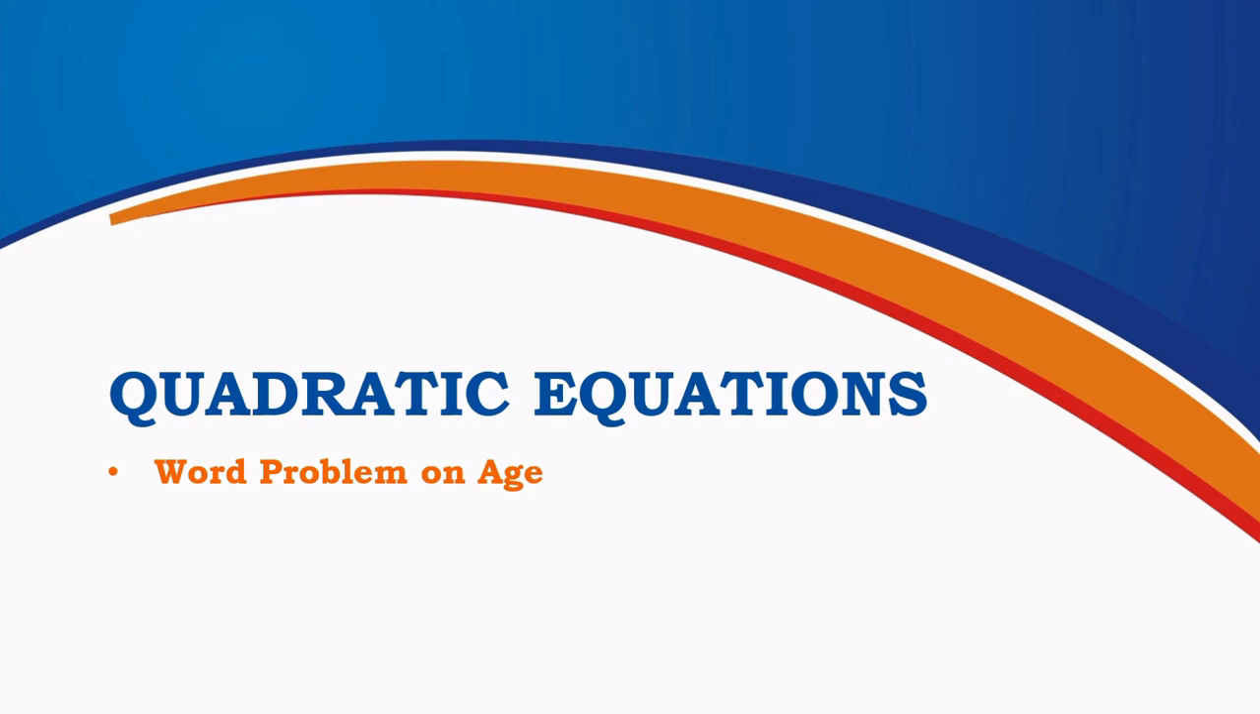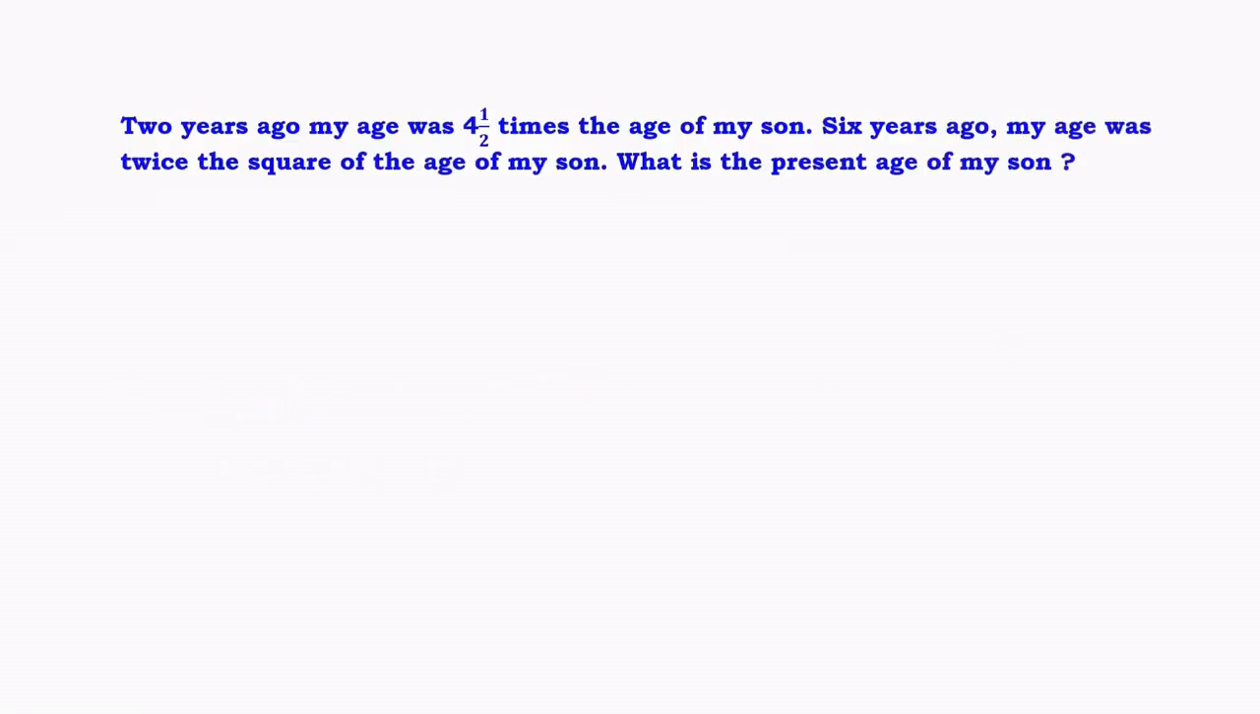Finally, we verify that the obtained ages satisfy all the conditions given in the problem. Now, let us read the question carefully and solve the age-based problem step by step. Now, we will solve an interesting age problem using quadratic equations. Let us first read the question carefully.